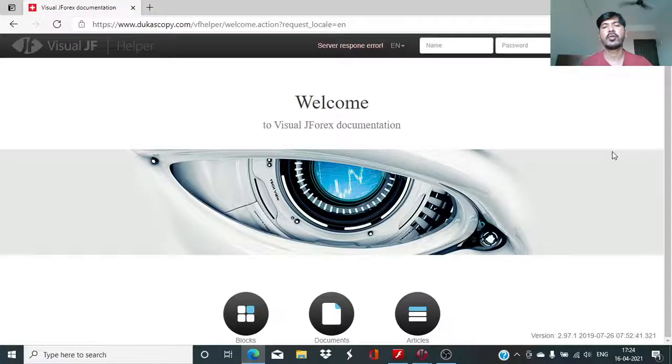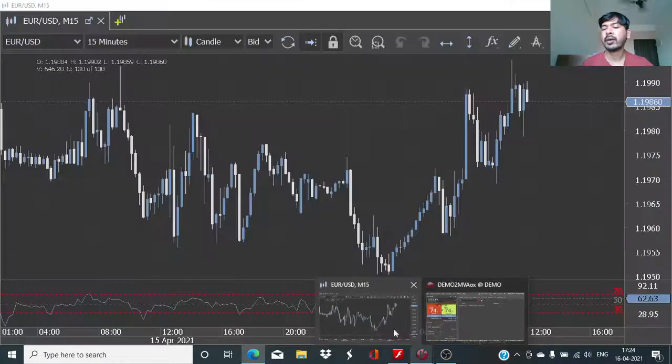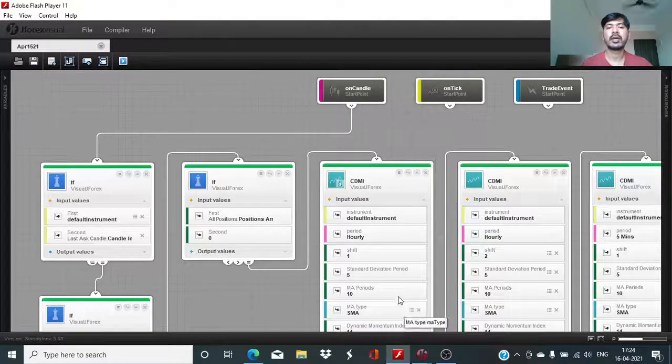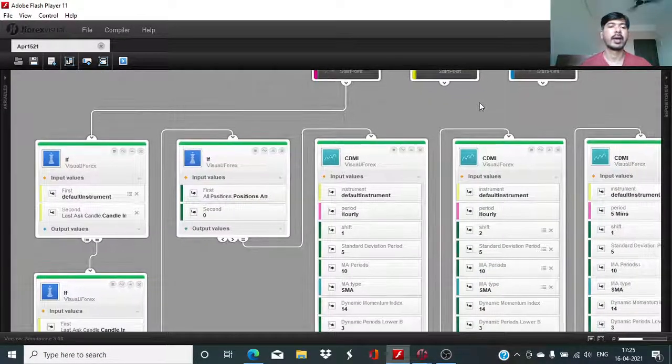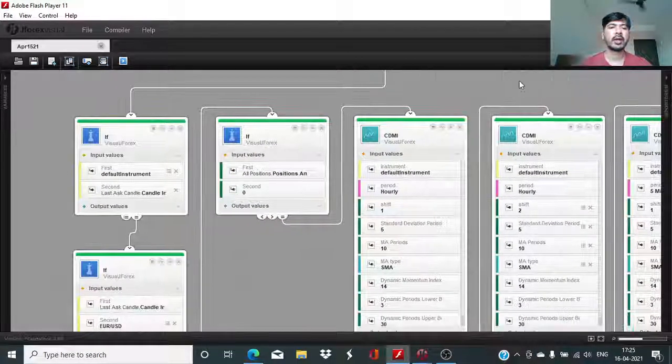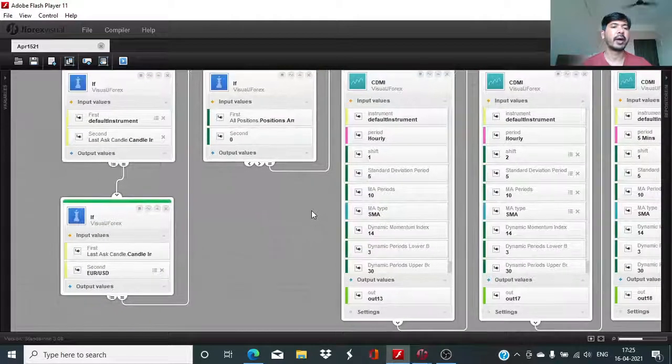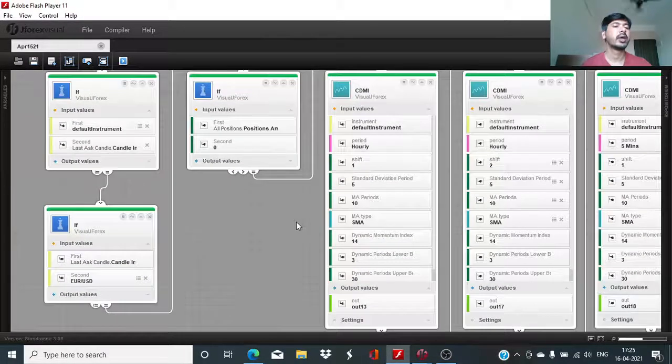In today's session of Visual JForex, we will be continuing our work with the indicator named CDMI, which stands for Chande's Momentum Dynamic Index. So now let us head to the Visual JForex board, which has been developed by the Dukascopy Bank SA.